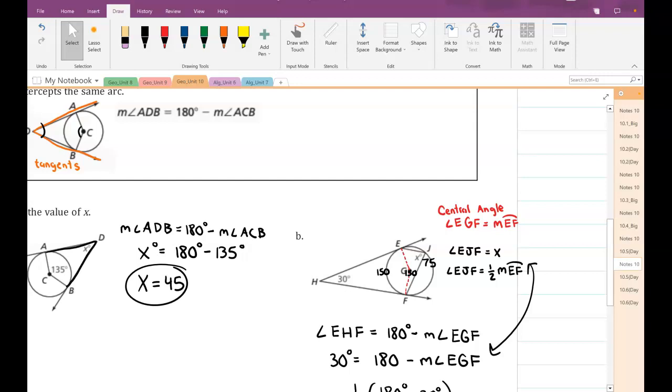We can go back and see now. Look at the measure of this outside angle. It should be 180 degrees minus the measure of our central angle. So we're really doing 180 degrees minus 150, which gives us 30.